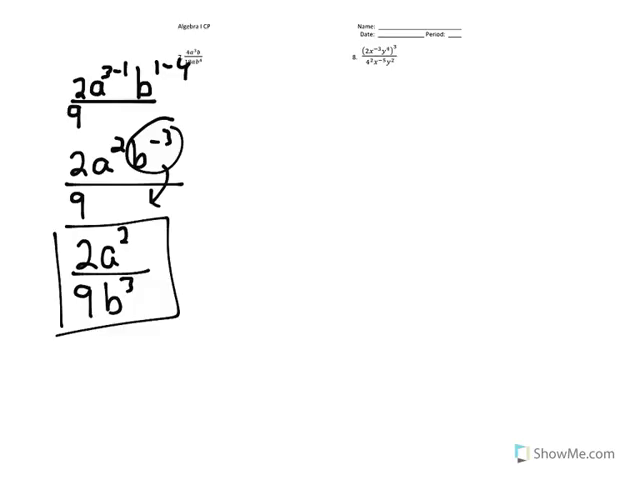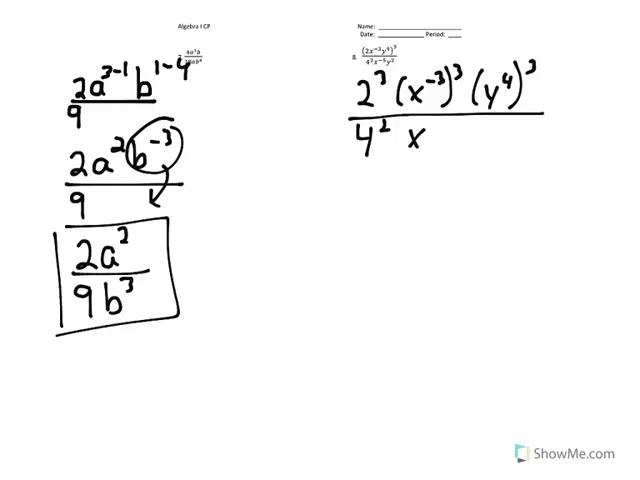Okay, we have a lot going on here for number 8. We have power of a product in the numerator, so let's deal with that first. So everything gets raised to the 3rd power in the numerator. 2 cubed, x to the negative third cubed, and y to the fourth cubed, all over 4 squared, x to the negative fifth, y squared.